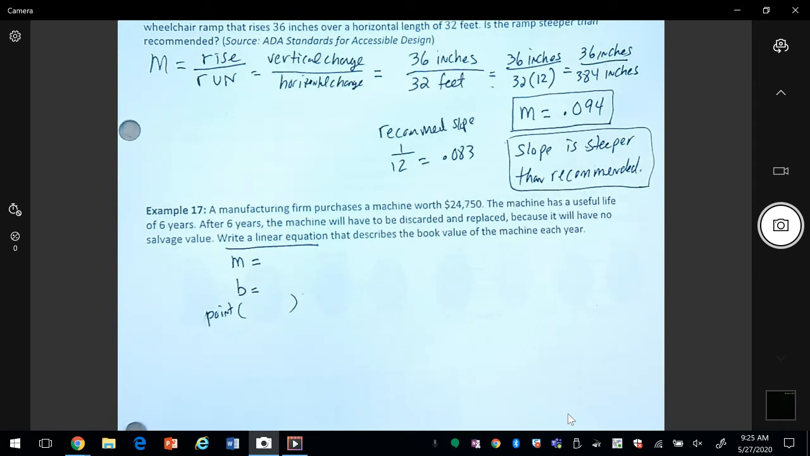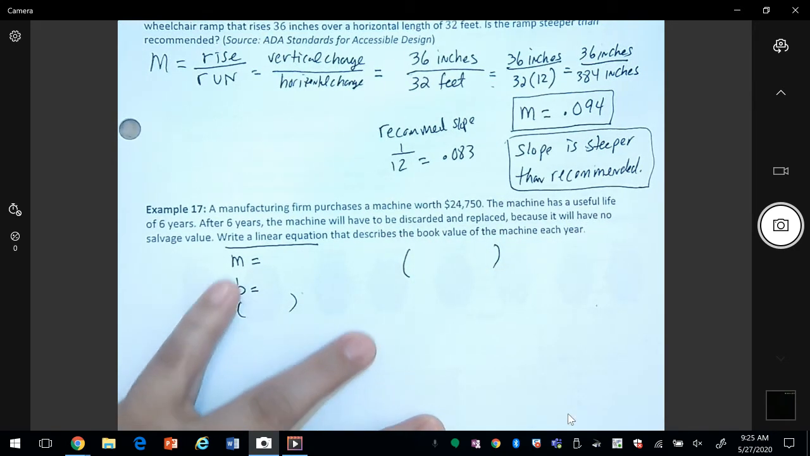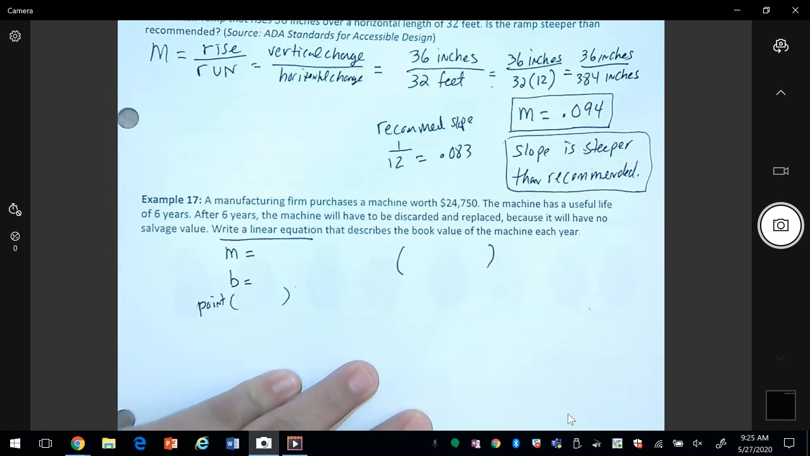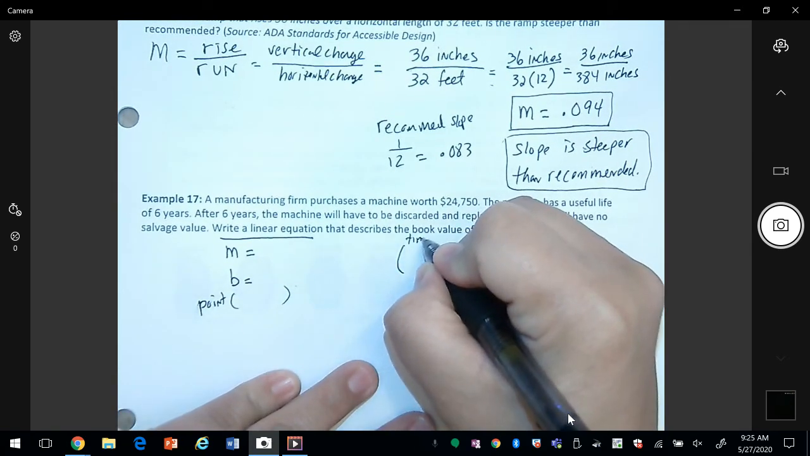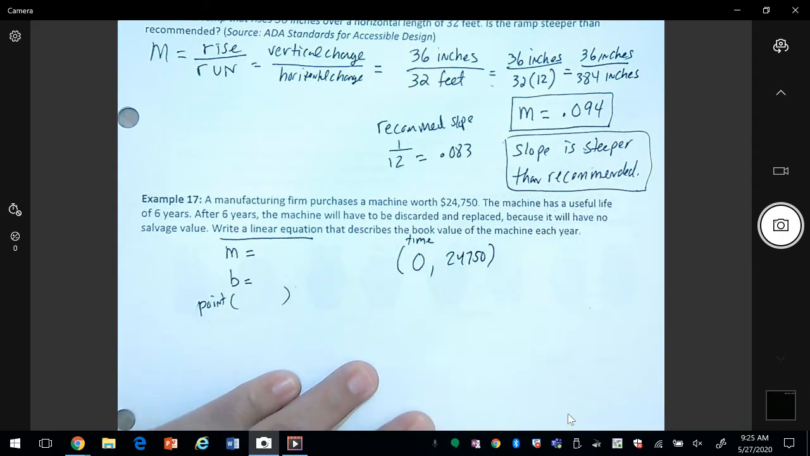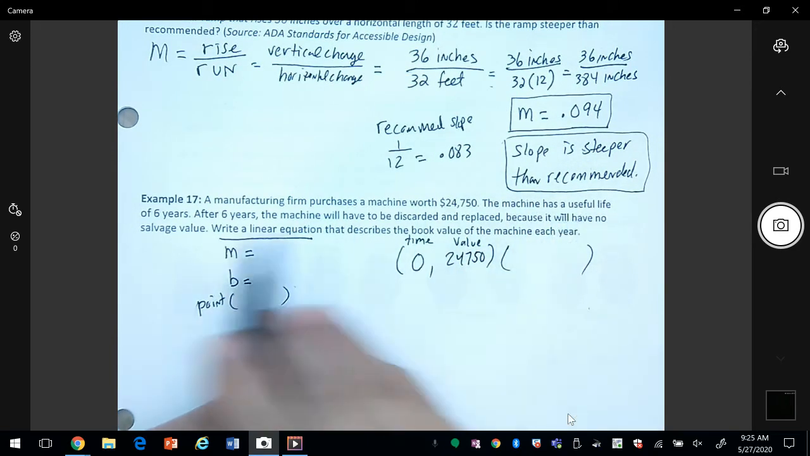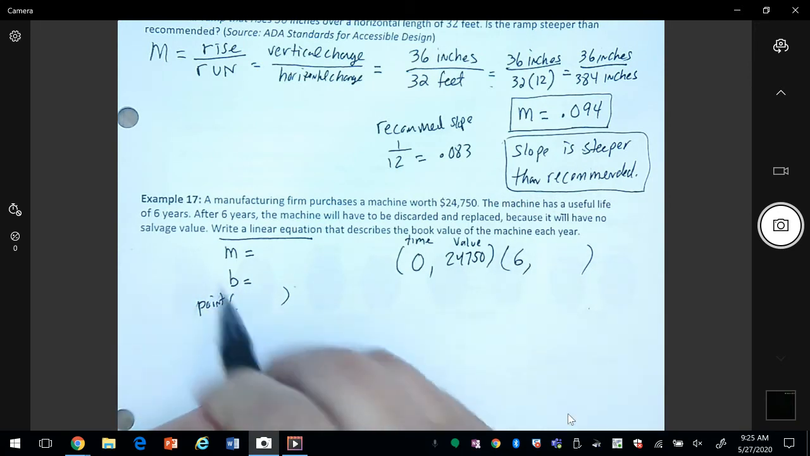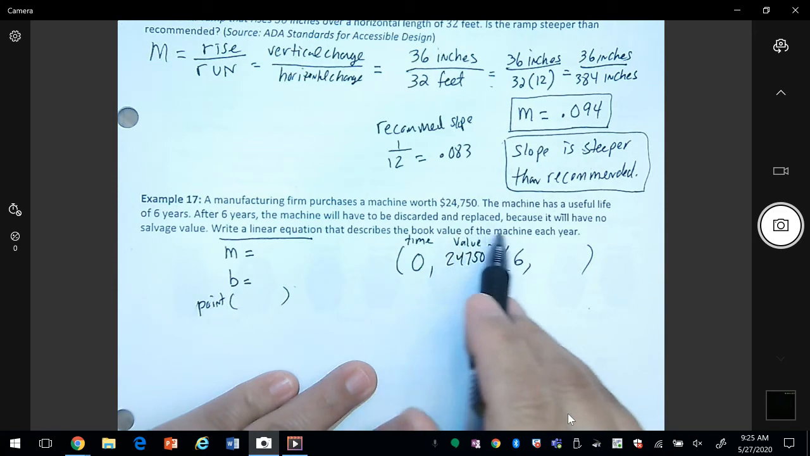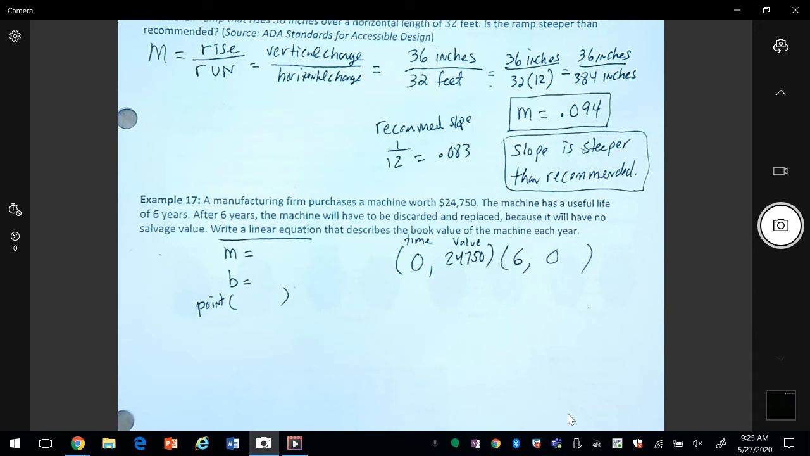So we look at the problem again. It says that this firm is going to be buying a machine. So it's worth 24,750. So in order to find the slope, we're going to need 2 points. So when you first buy something, you're at time 0 because you just bought it and it's worth 24,750. So this is the value. So that's 1 point. The machine has a useful life of 6 years. So 6 years later, this machine will have to be discarded because it will have no salvage value. So we would have 0 for the value.